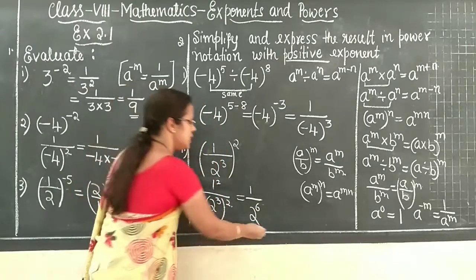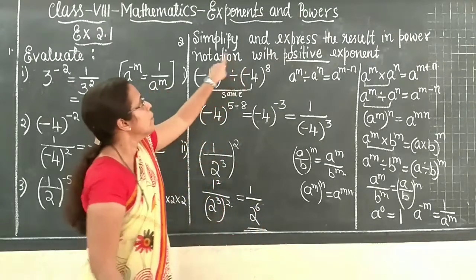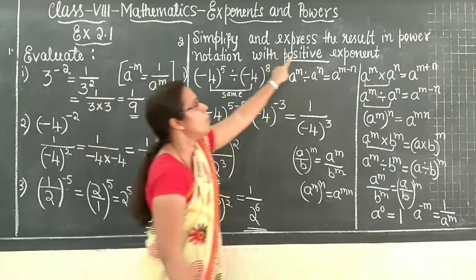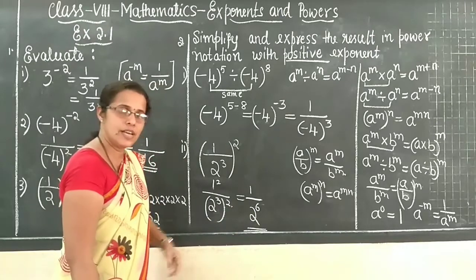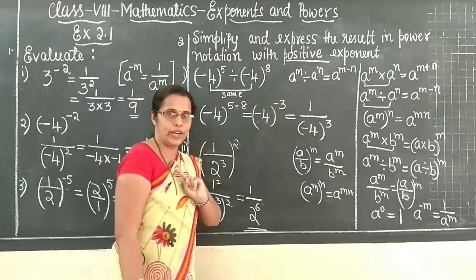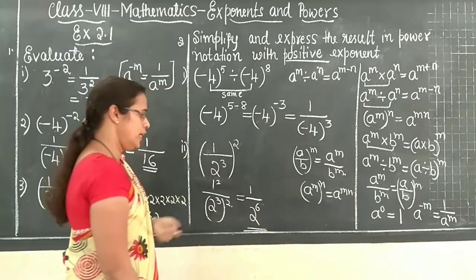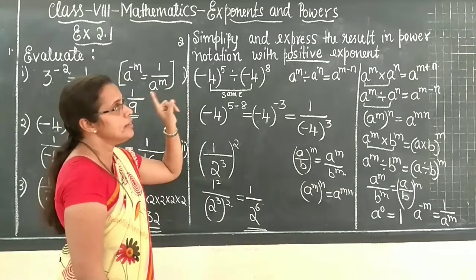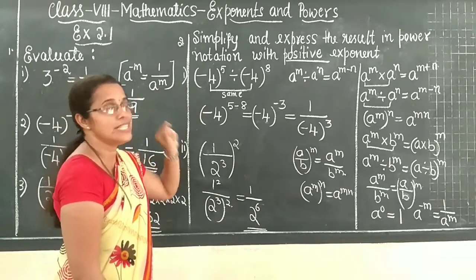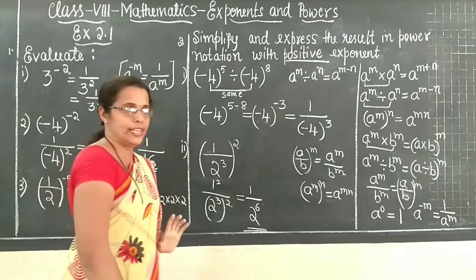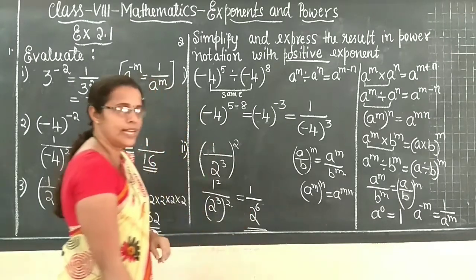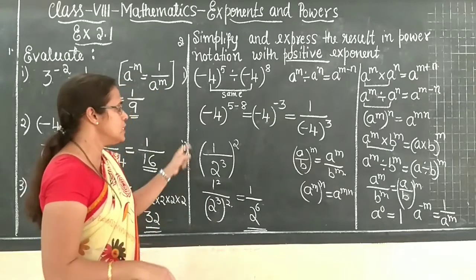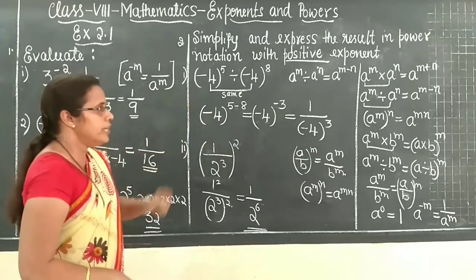Okay children, so this is in the power notation, the power notation with positive exponent. See, this is a positive exponent. Understood? So there is no need of finding the answer because they already said to express the result in power notation only. Let it be 6. No need of finding its answer. Got it children? So this is about all the laws.